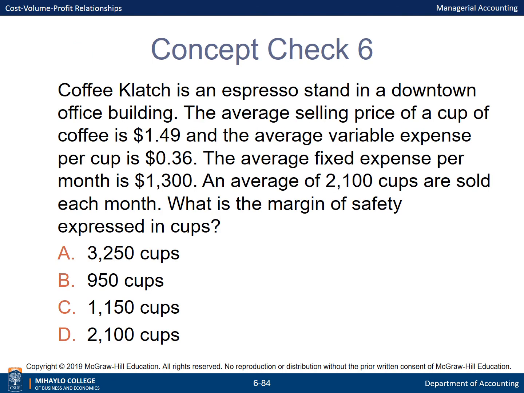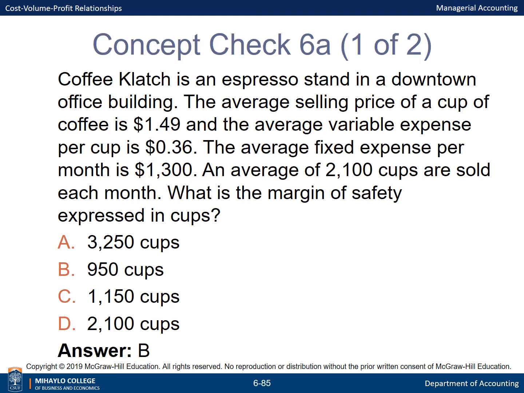Coffee Klatch is an espresso stand in a downtown office building. The average selling price of a cup of coffee is $1.49, and the average variable expense per cup is 36 cents. The average fixed expense per month is $1,300. An average of 2,100 cups are sold each month. What is the margin of safety expressed in cups? The correct answer is 950 cups.